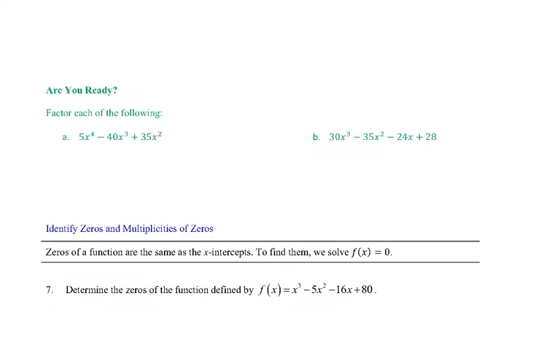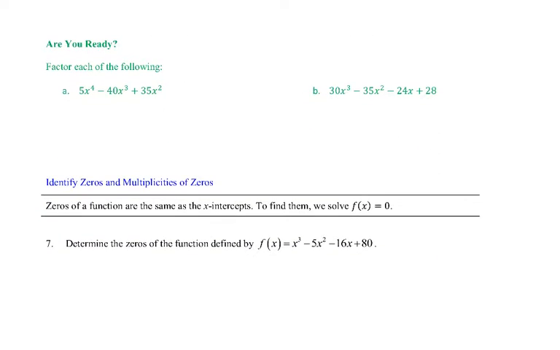First, we're going to make sure we can determine and find zeros of polynomial functions. And in order to do that, we need to be able to factor. So we're going to do a little Are You Ready section where we factor each of these polynomials. When we factor these polynomials, we want to pull out the largest term and then factor the parts that remain as well if possible.